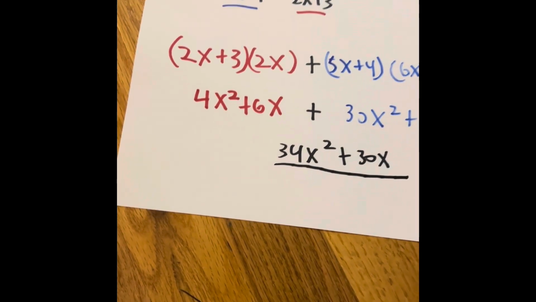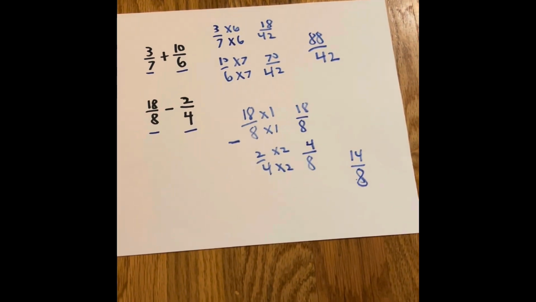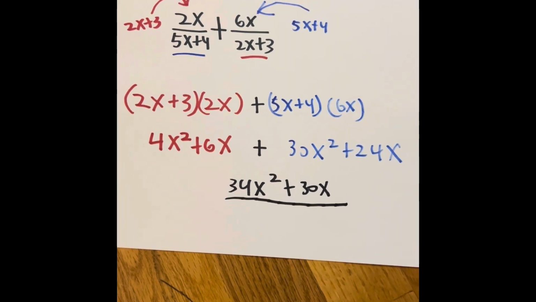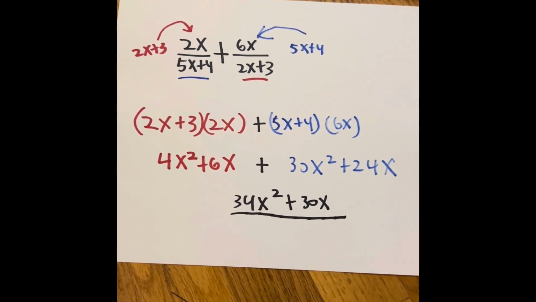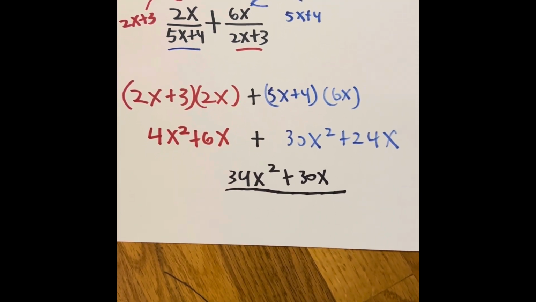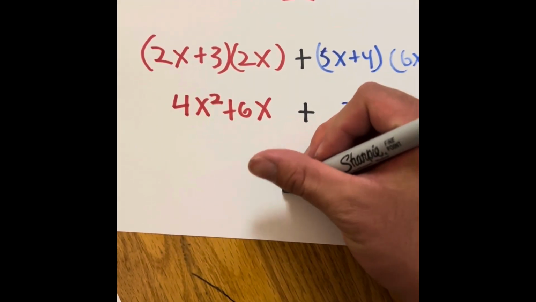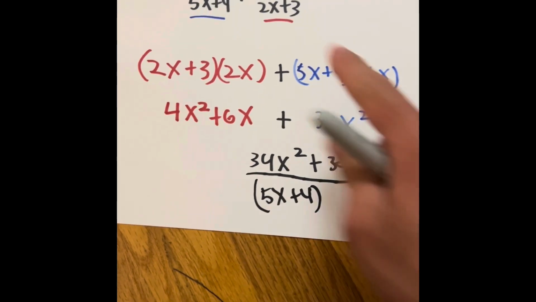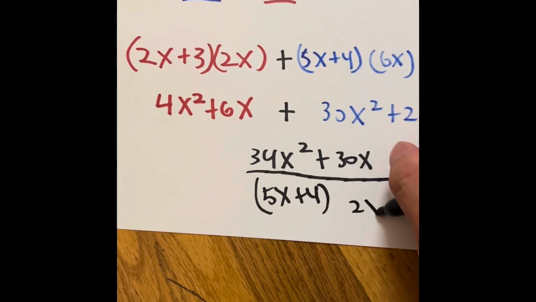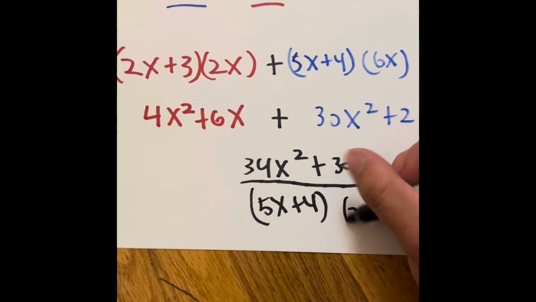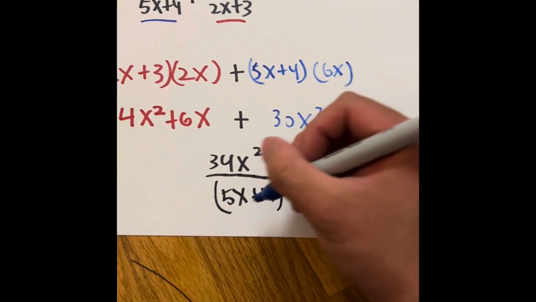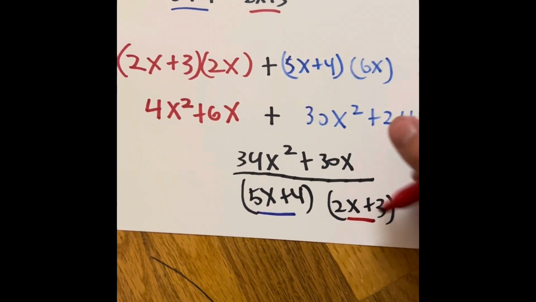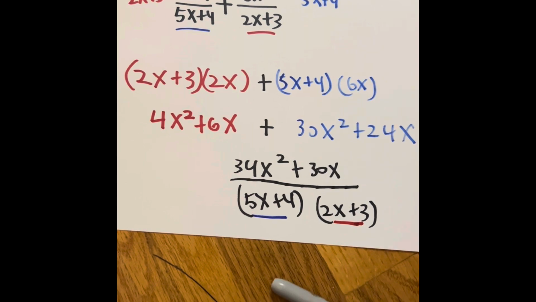It's not like we're trying to get to some kind of answer where there's an equal sign. There doesn't appear to be an equal sign here because we have no clue what x represents. And number 2, we're not trying to find what x is. So we have the 5x plus 4, and we're going to put that on the bottom. And we have the 2x plus 3, and we're also going to put that on the bottom. I'm just going to color this blue, and I'm going to color this red. And this is going to be our final answer.